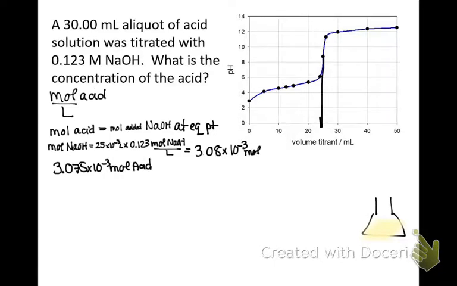Okay, and so then to find the molarity of that acid, we have the moles of acid, we need the volume. Here the volume is that initial volume, 30 milliliters. And so if we divide that number of moles of acid by the initial volume of that acid solution, we find that the concentration of the acid solution was 0.103 molar. So this ends up being a really useful measurement technique for figuring out the concentration of a solution when you don't know what the concentration was.